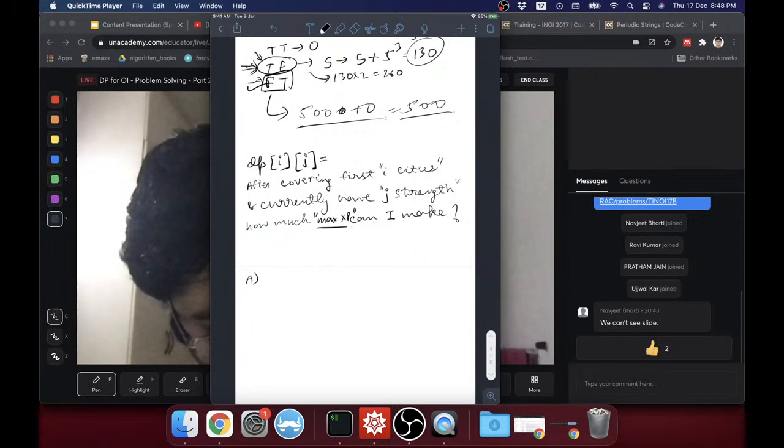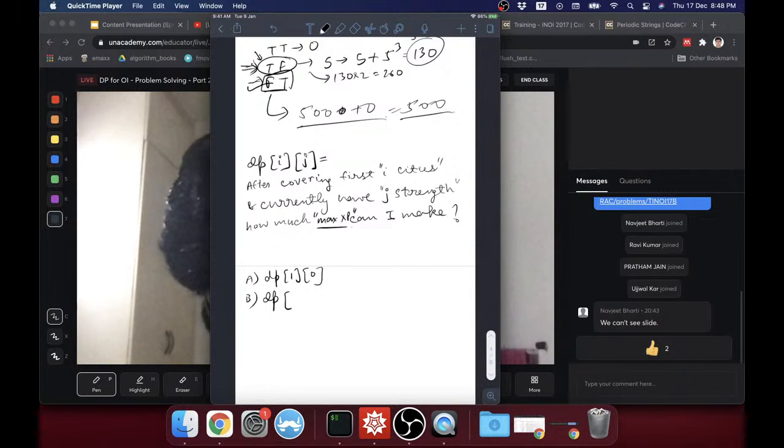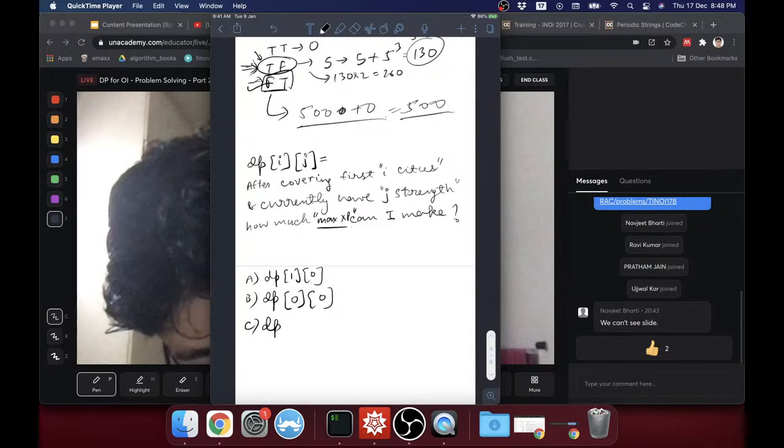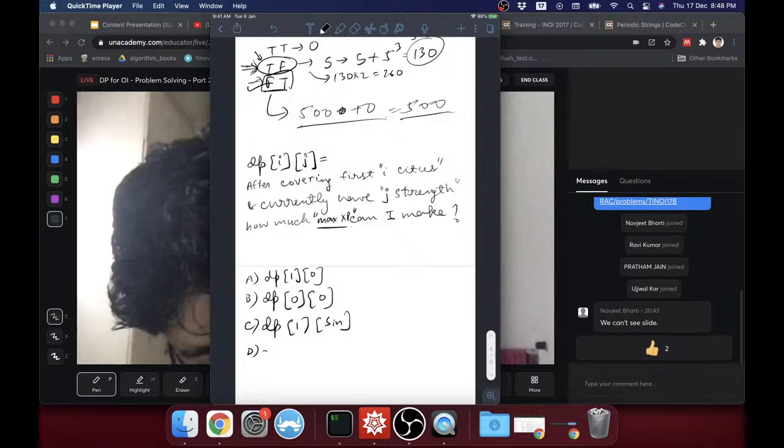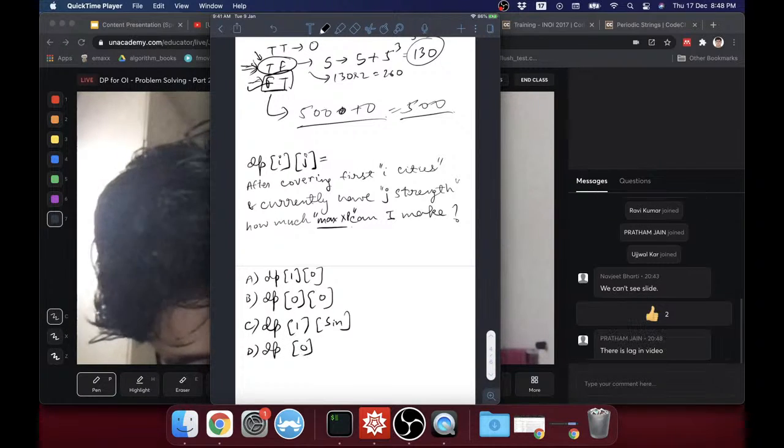If this was your definition, then what would be your answer? Option A, your answer would be DP[1][0]. Option B, your answer would be DP[0][0]. Option C, your answer will be DP[1][S initial]. Option D, your answer will be DP[0][S initial].